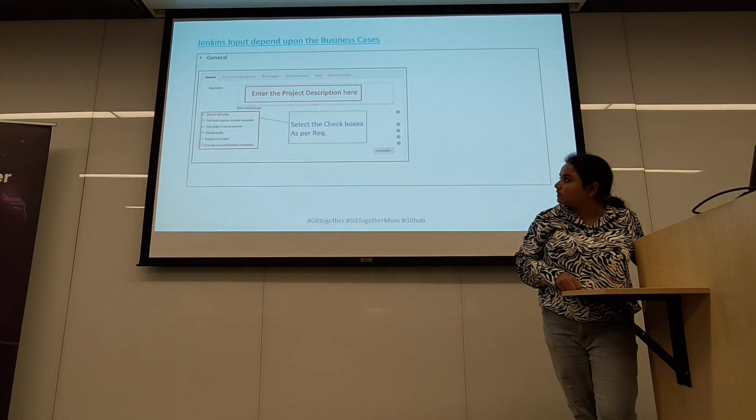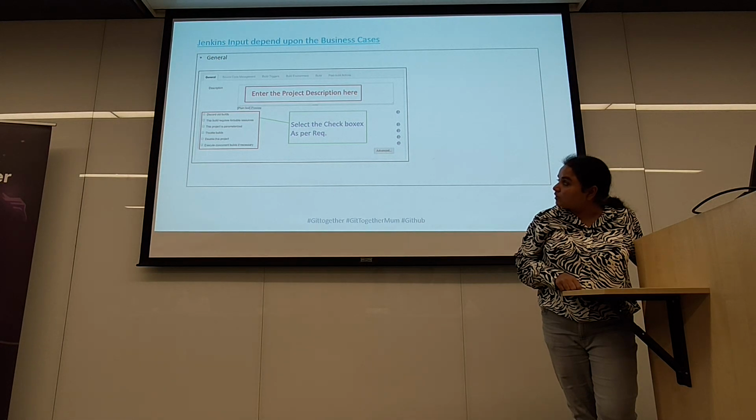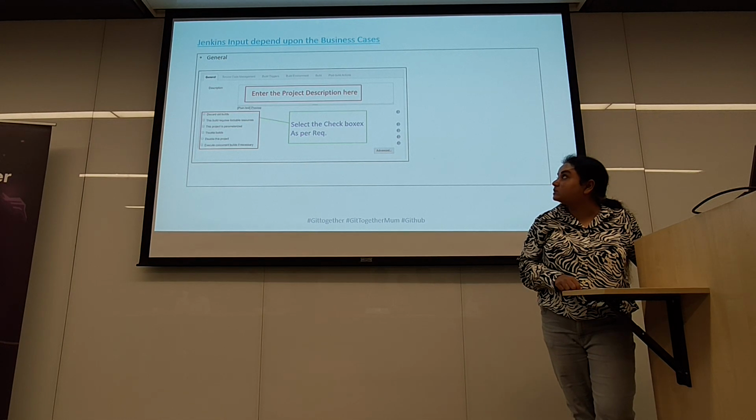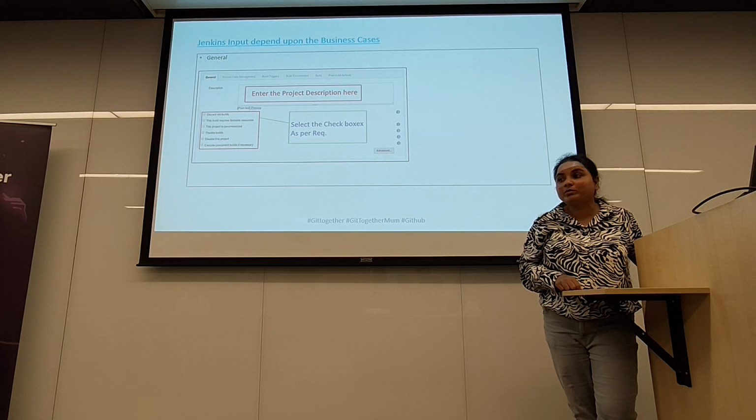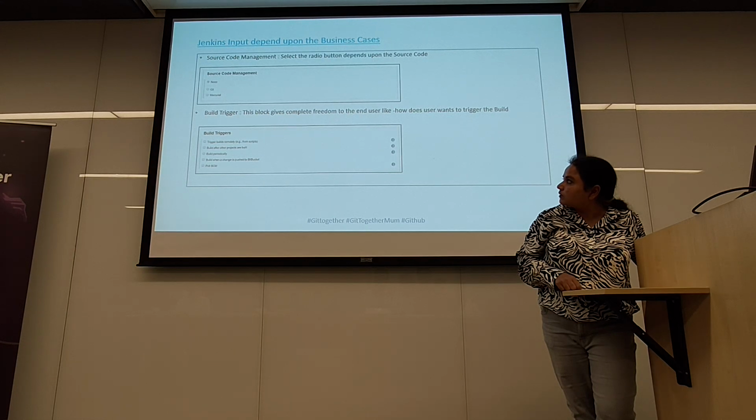So here, see that the description and all will give how we'll set up the process for the business process. You give a checkbox based on the fields, and the project description and all. And advanced also, based on the settings we can give that. So this is based on the business cases, how we want to schedule our job or customize our jobs. Okay, and this is the Jenkins input, which depends upon the business case.